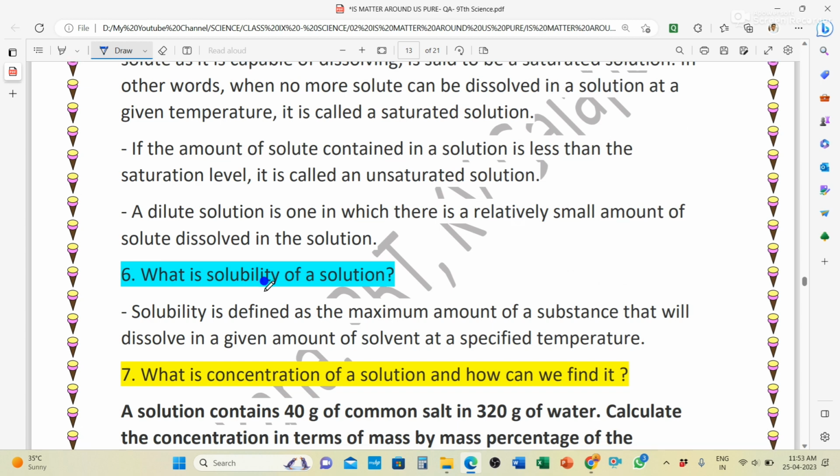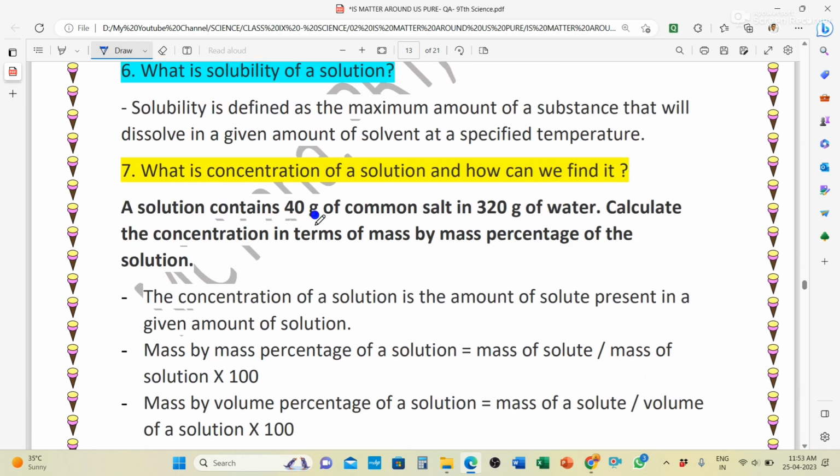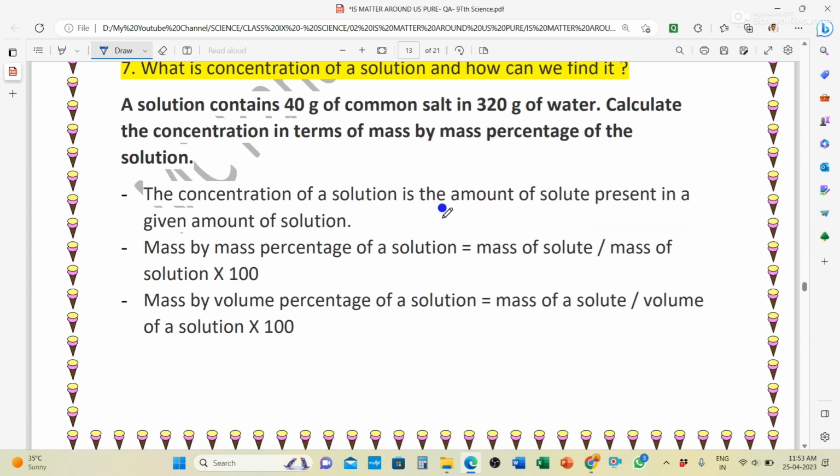Then what is the solubility of a solution? Solubility is defined as the maximum amount of substance that will dissolve in a given amount of solvent at a specified temperature. Then what is the concentration of a solution and how can we find it? And here is a mathematical sum. A solution contains 40 gram of common salt in 320 gram of water. Calculate the concentration in terms of mass by mass percentage of the solution. So first we will define the concentration of a solution. The concentration of a solution is the amount of solute present in a given amount of solution.